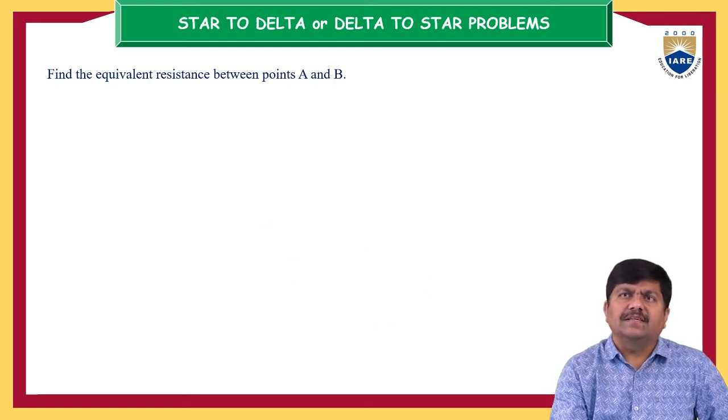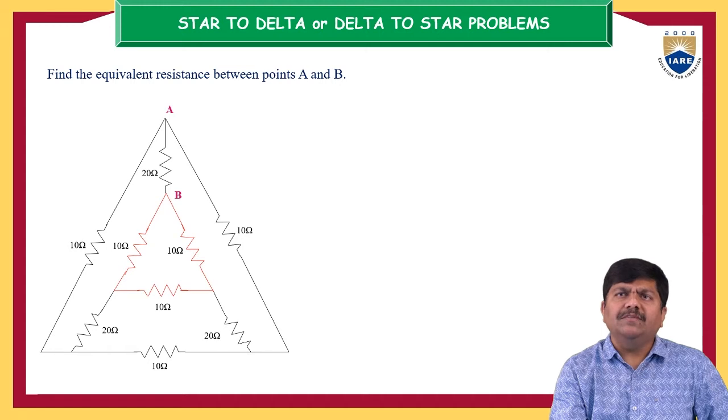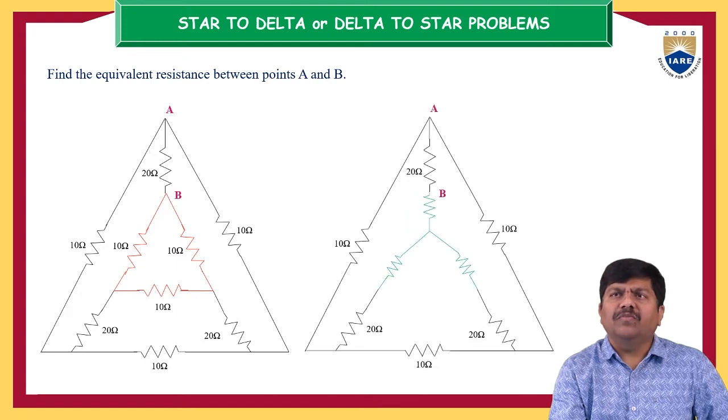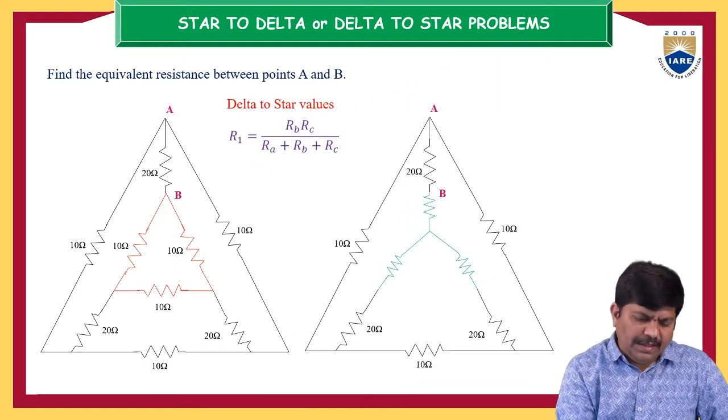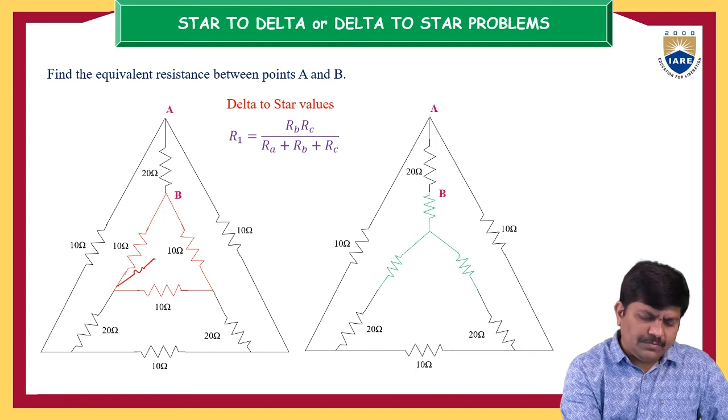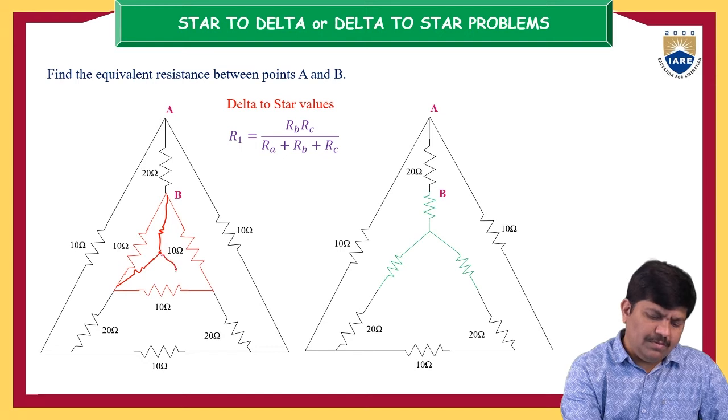Now this is the case here. This is the actual circuit. We are going to eliminate this delta shown with red color and replace it with a star, shown with green color. So what is the formula here? Let us assume this is a star.